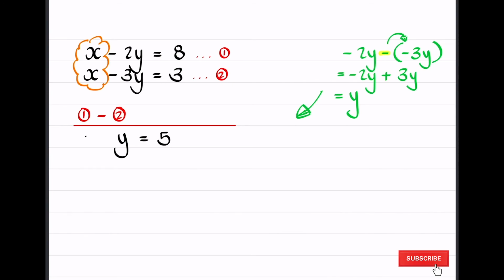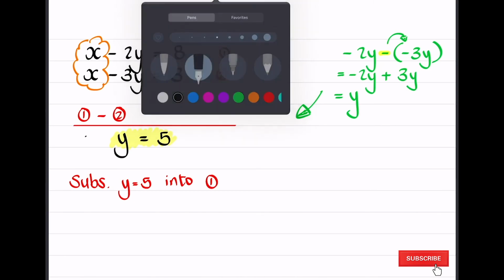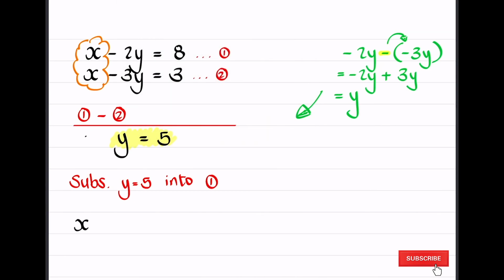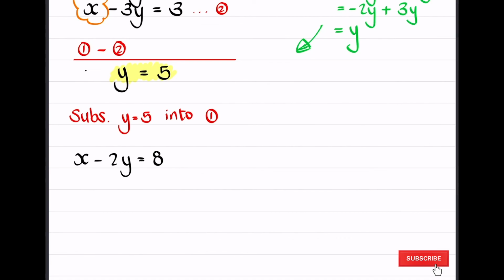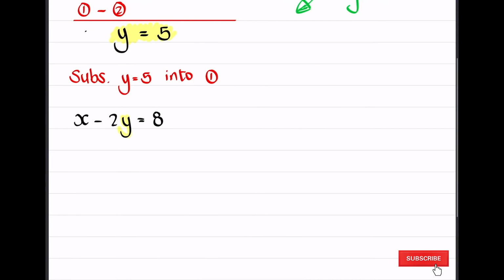So now I have a y value of 5. So I'm going to take this y value of 5 and I'm going to substitute it into either equation. So I'm going to substitute y equals 5 into equation 1 or 2. So I'm going into equation number 1. So I'm going to rewrite equation number 1 as x minus 2y is equal to 8. Now what I'm going to do is replace the y with what we said y is equal to, which in this case is a 5.